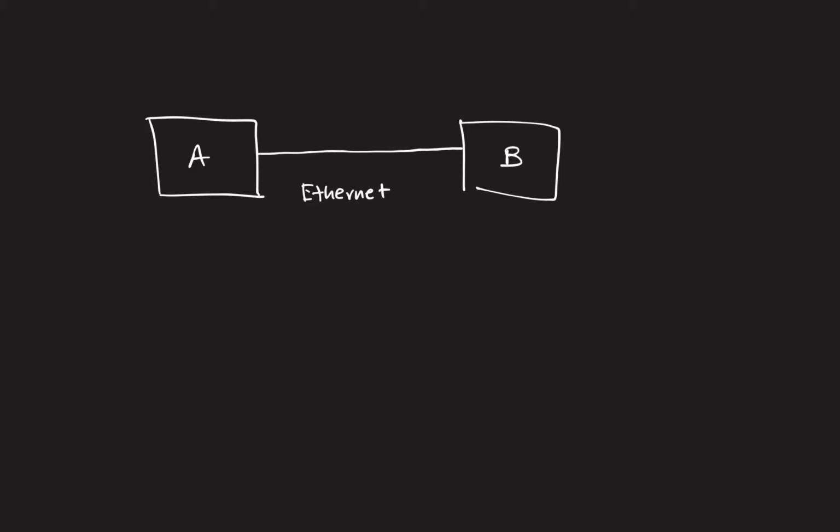Now let's say we have three computers. How do we connect these computers together? We do the same thing, except now we'll have an Ethernet cable going from computer A to computer C and computer B to computer C. Now data can transfer in both directions, from A to C and from C to A.